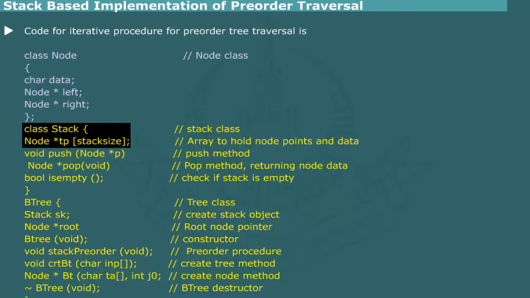Stack class utilizes an array of node objects to hold node data and pointer addresses. It contains push and pop method for storing and returning node data from stack. Code for the stack preorder method in the bTree class is given in the demonstration.